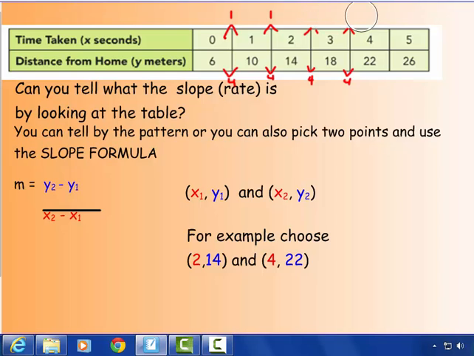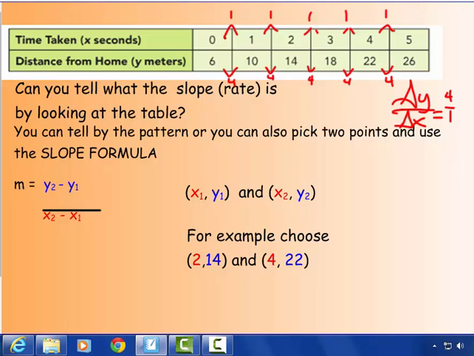As my x's go up by 1, so now I'm writing 2 and 3, my y's go up by 4. So my delta y over my delta x, this is one way I could do it, just go right to the table. And delta y over delta x, or my slope, is 4 over 1.